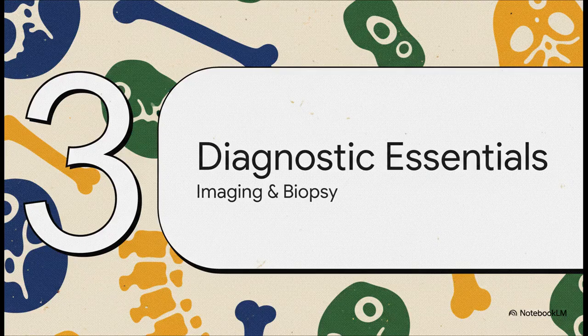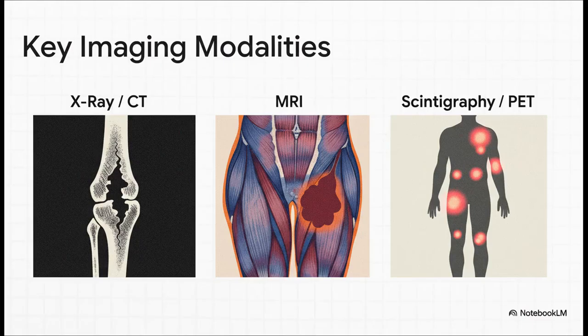Okay, so the big question is, how do we actually figure out the G, the T, and the M? It's really a two-pronged attack. We use advanced imaging to map out the anatomy, and we need a tissue diagnosis to define the biology. So we always start with imaging. X-rays and CT scans are great for giving us a sense of the bone's structural integrity, but MRI, that is the absolute gold standard for looking at soft tissue extension, which is just crucial for figuring out the T stage. And then we use something like scintigraphy or a PET scan to screen the whole body for metabolic activity.